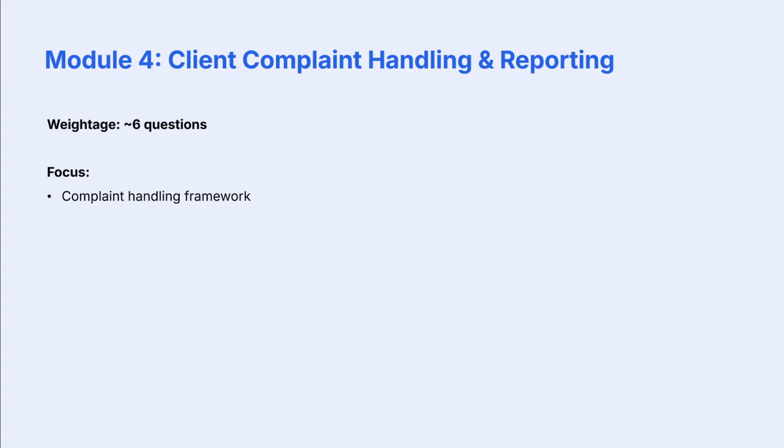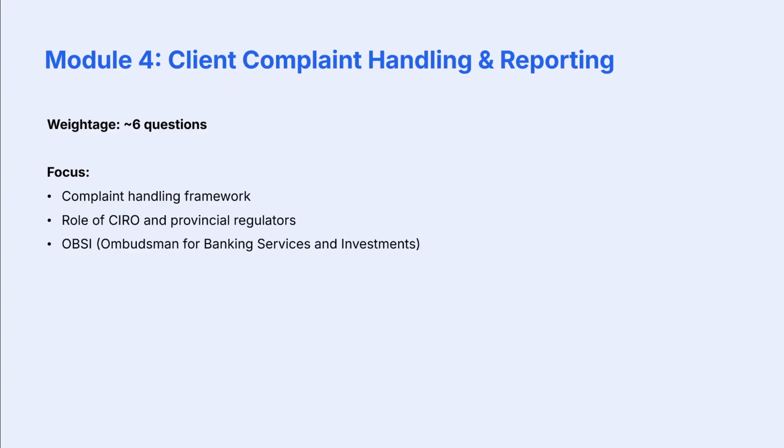And then in the fourth module, client complaint handling and reporting, 6 questions would be there. The focus is on complaint handling framework, role of CIRO and provincial regulators, ombudsman for banking services and investments. If a customer is having any issue, he can go to the ombudsman. Reporting obligations and penalties, settlement restrictions and record keeping.